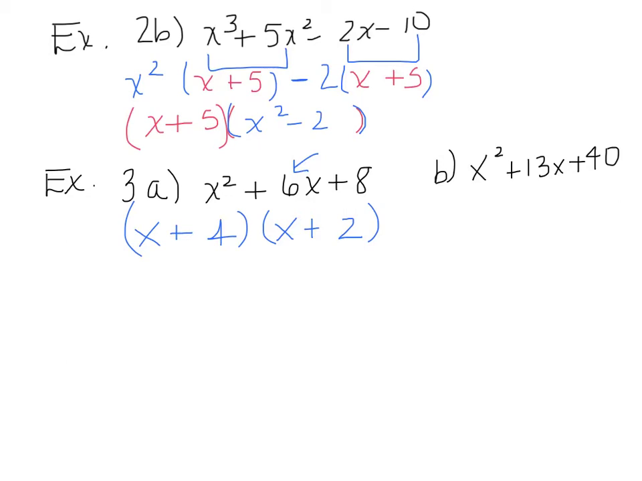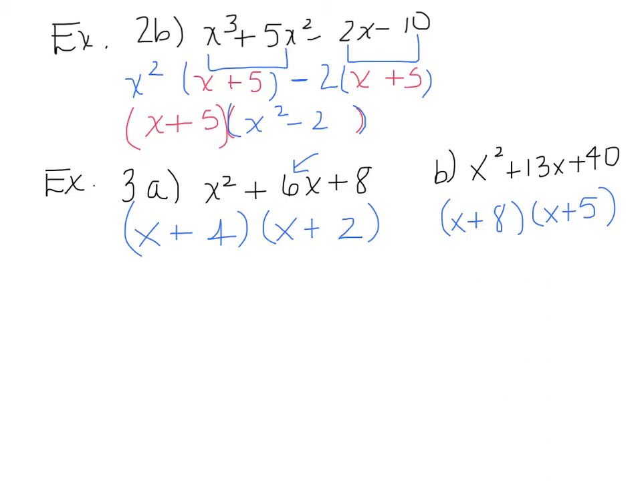Alright, so we need an x squared. So we need an x and an x. And then we need a 40. And you know, 40 has a lot of factors, but the two that we need have to add up to 13. And the only ones that'll work would be 8 and 5. And then you're done.